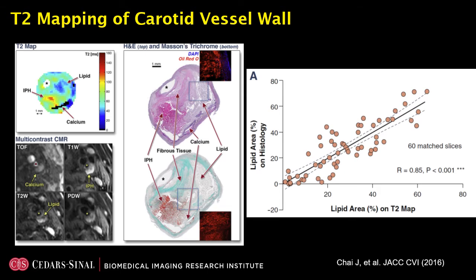A later study from the same group reported that the lipid core detection based on the T2 mapping showed a very good correlation with histology. As shown in this complex plaque example on the left, the IPH, fibrous tissue, calcification, and also lipid can be well matched with the T2 map. On the right, they showed the lipid area detected on T2 map has a strong correlation with lipid area on histology.